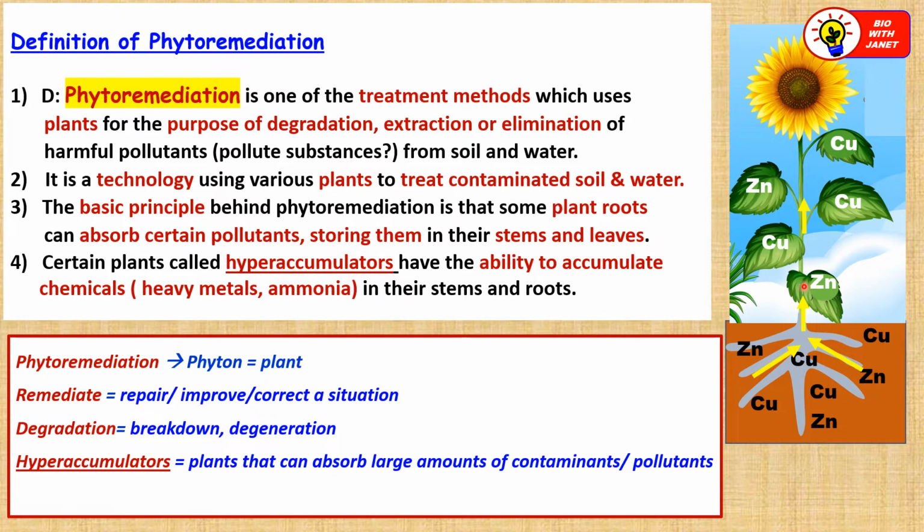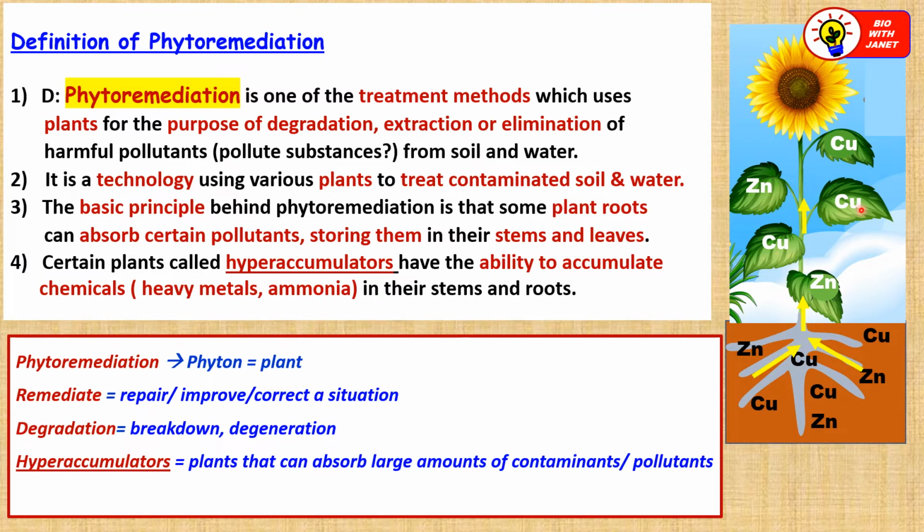Some plants are able to absorb these harmful substances, degrade them, extract them out from the soil, or eliminate them. So it is a technology using various plants to treat contaminated soil and water. The basic principle behind phytoremediation is that some plant roots, for example, the sunflower, can absorb certain pollutants, heavy metals like zinc and copper, and store them in their leaves and stems.